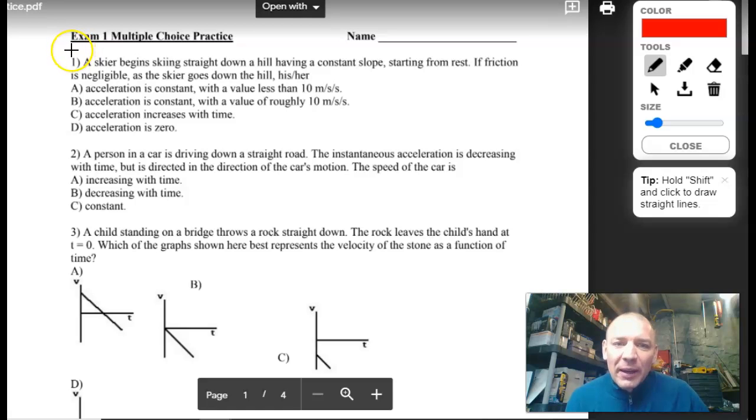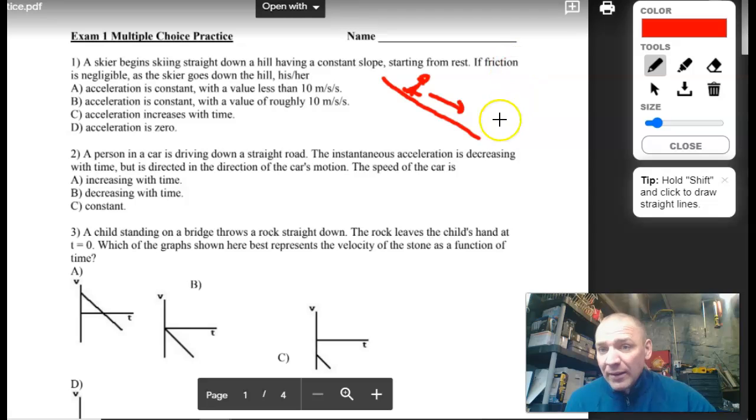So let's see. A skier begins skiing straight down a hill, having a constant slope, starting from rest. If friction is negligible as the skier goes down the hill, his or her... All right, so this is a no friction problem. This guy's going down a hill, and so he's going to accelerate. And since this is just like the lab we did, we know that the acceleration is usually constant unless there's some other friction going on. So acceleration increases is out. You should remember from our lab.